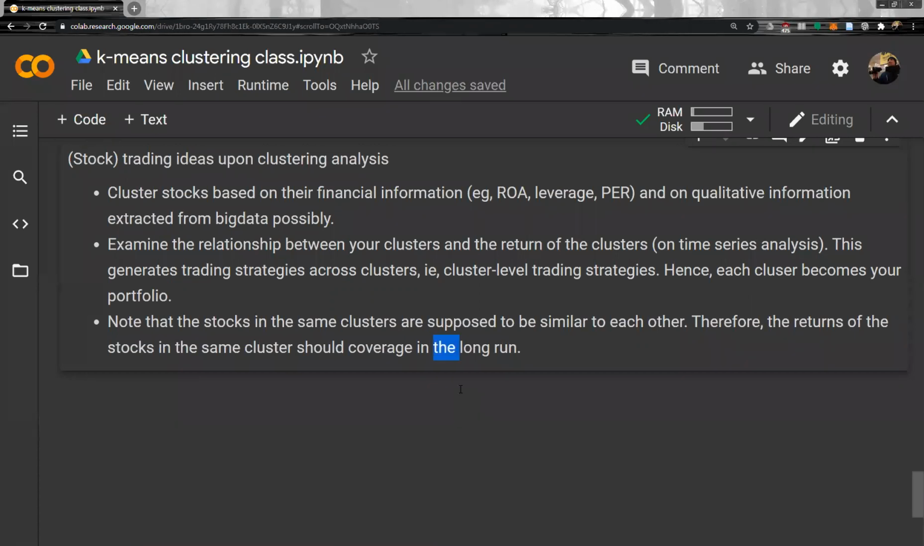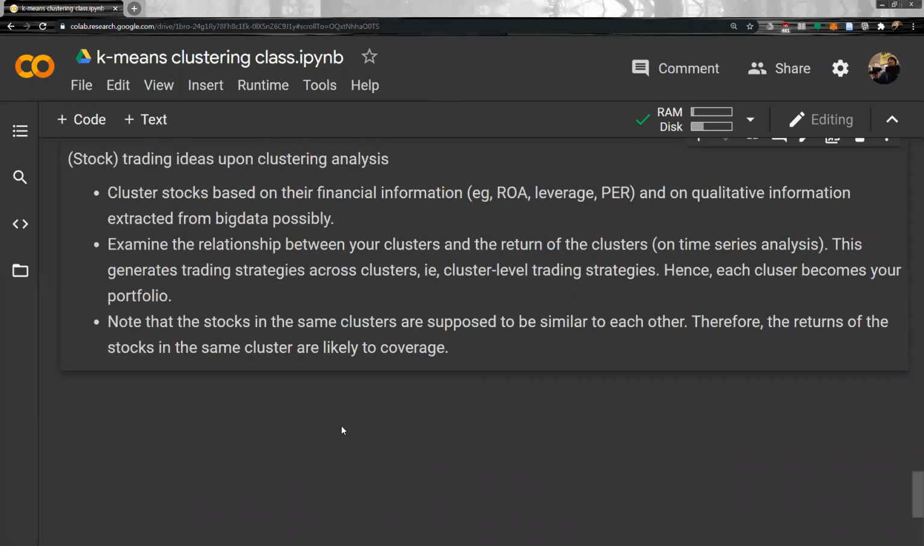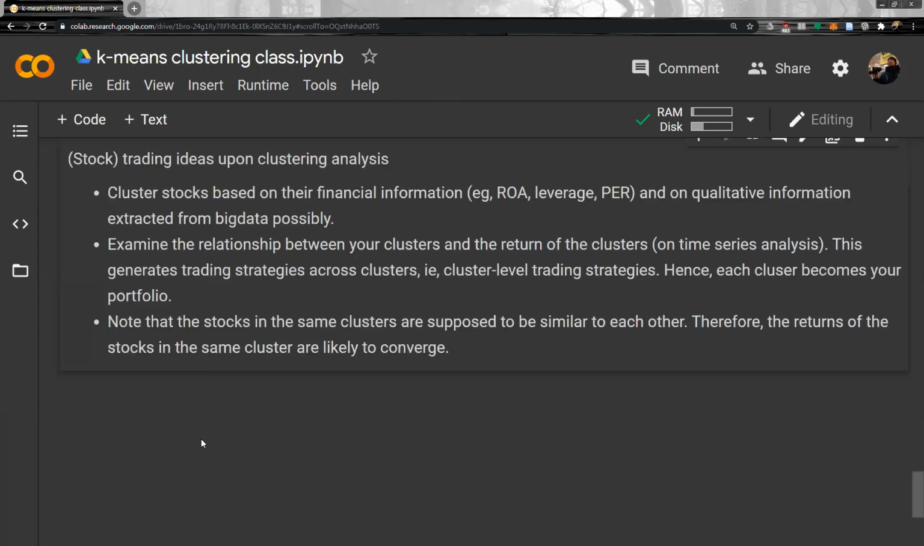So let me delete this one. Right? So note that the stocks in the same cluster are supposed to be similar to each other. Therefore, the returns of the stocks in the same cluster are likely to converge. Converge, right? Then what kind of trading strategy can you make?